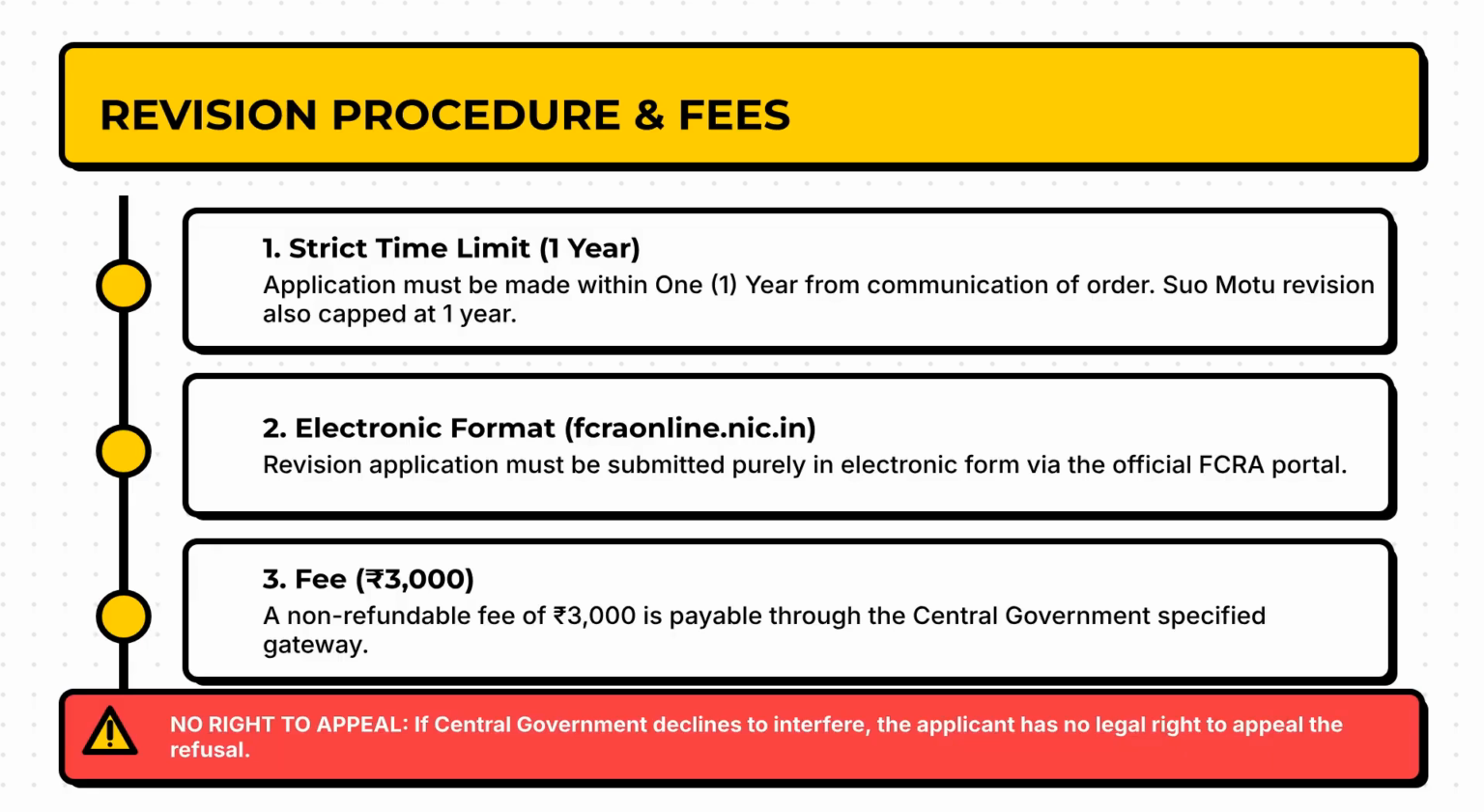Applications must be filed electronically through the official FCRA portal and addressed to the Secretary, Ministry of Home Affairs. A non-refundable fee of 3,000 rupees is payable through the prescribed payment gateway. An important examination point is that if the central government declines to interfere in revision, the applicant has no statutory right to appeal against that refusal.